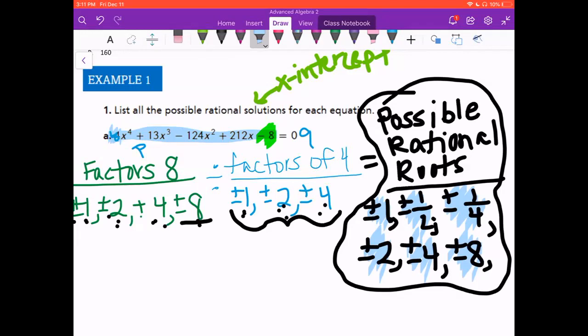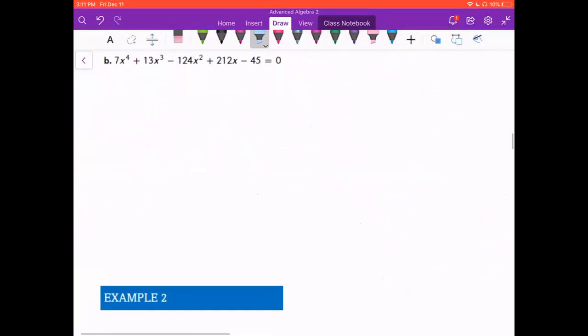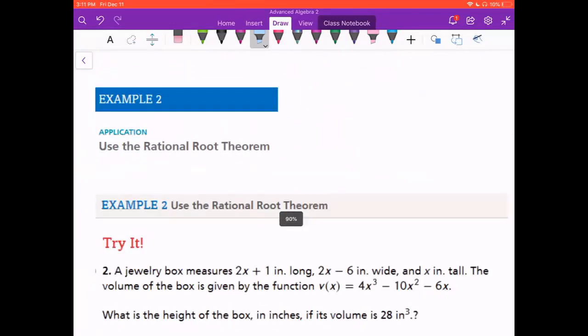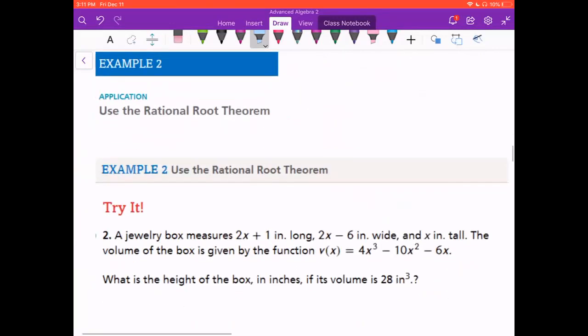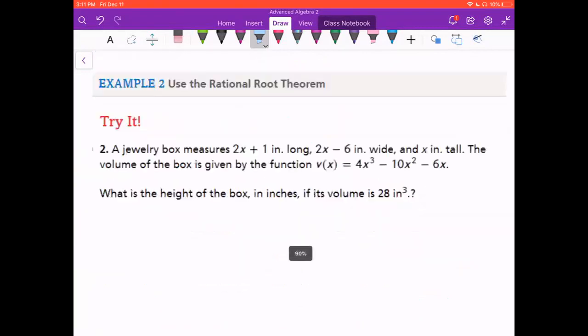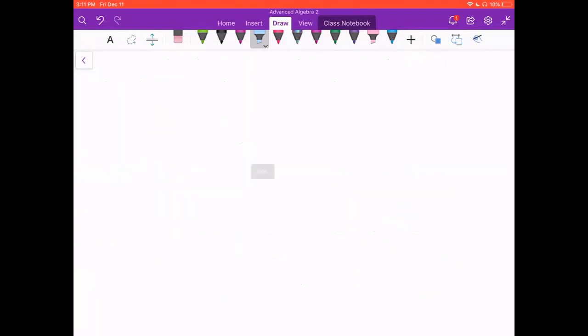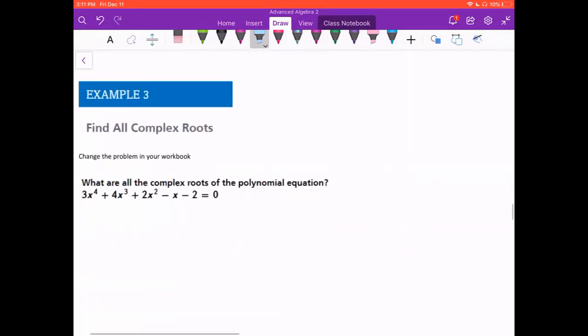Now, some of your questions on your assignment just ask, what are the possible rational roots? So that's why we're doing this on example 1. All right, moving on. B is the same way. So now we're actually going to use the rational root theorem. So let's go into example 3, because example 2 is a word problem. We'll come back to it. Let's do example 3. Find all the complex roots.